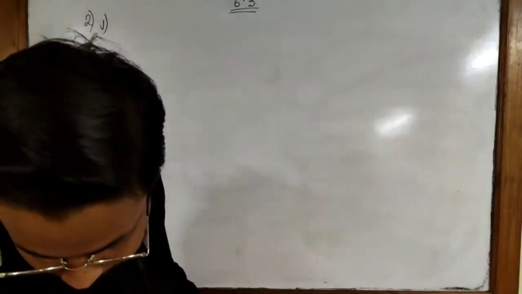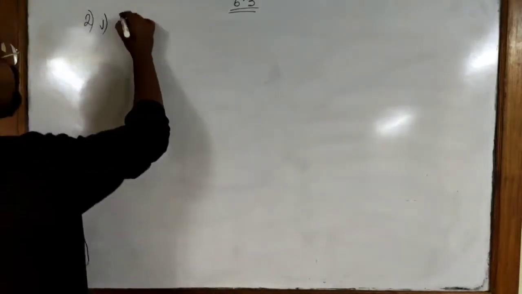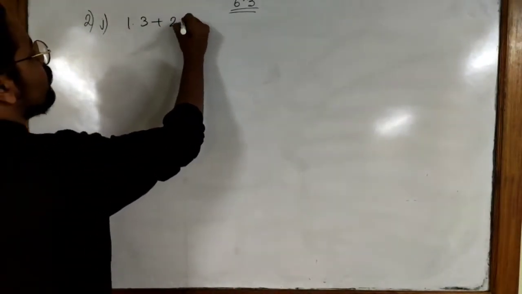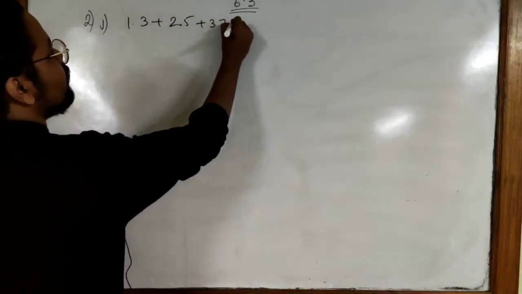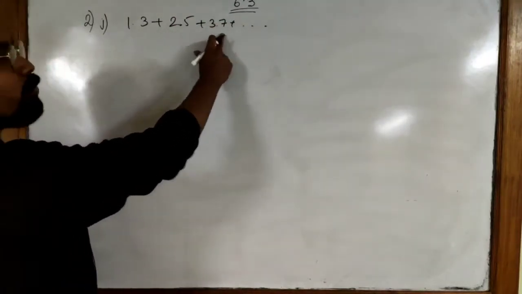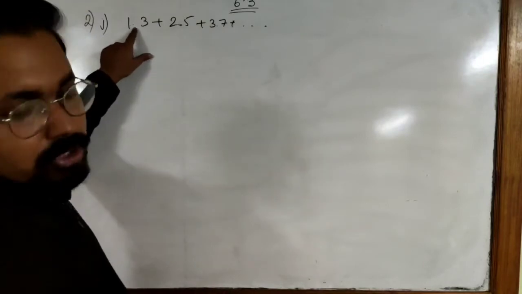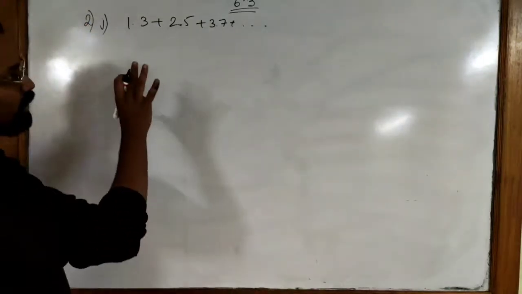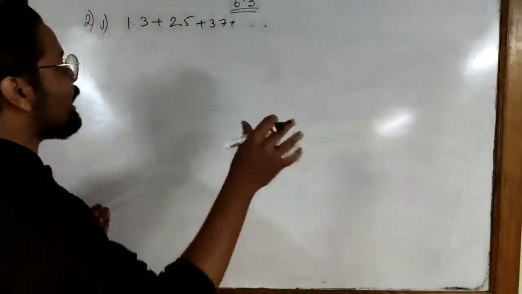In J it is given 1 into 3 plus 2 into 5 plus 3 into 7 plus dot dot dot. These are not 1.3, 2.5 and 3.7, these are multiplications. Dot dot means multiplication. So, here it is a bit different. Let us find the nth term.